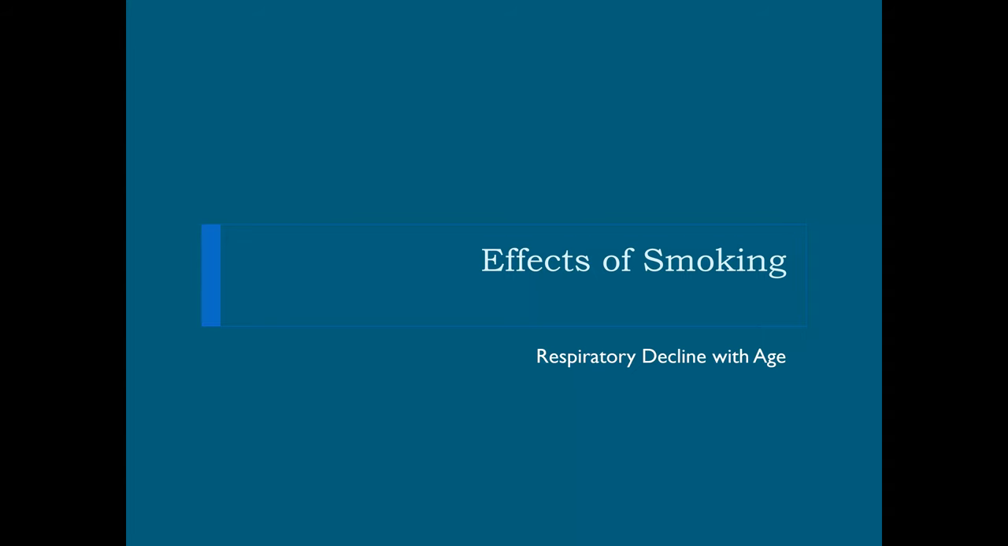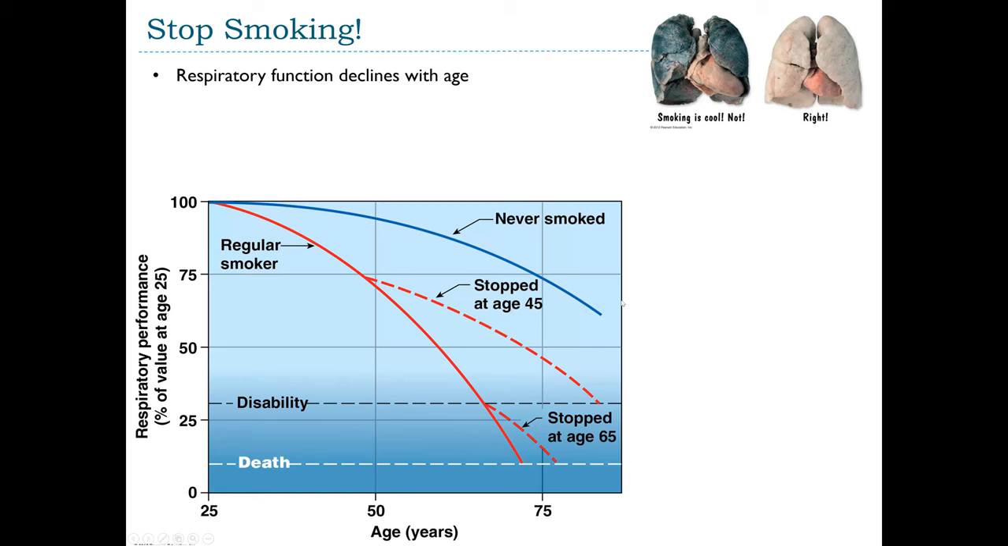So in our last section, we'll look at the effects of smoking and briefly talk about the respiratory decline with age. All right, so if we take a look at this graph here, first I want you to pay attention to the blue line, the one that says never smoked. Notice that we are going from age 25 to age 75, and then over here on the left axis, we have the respiratory performance, so the percentage of value at age 25. So at 25, you have 100% respiratory performance. And then notice, again, if you look at the blue line, that your respiratory function normally declines with age.